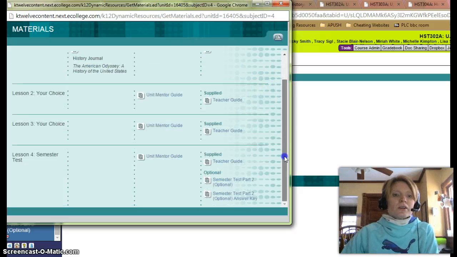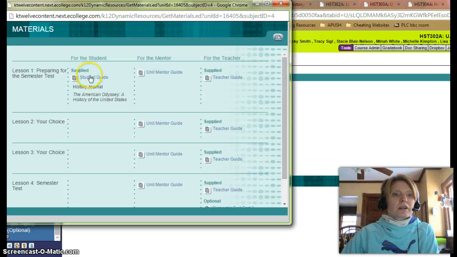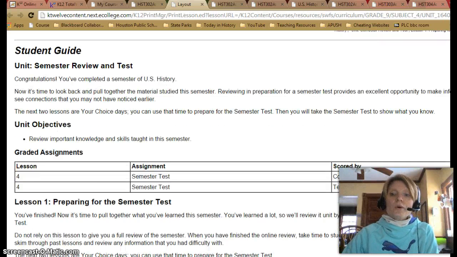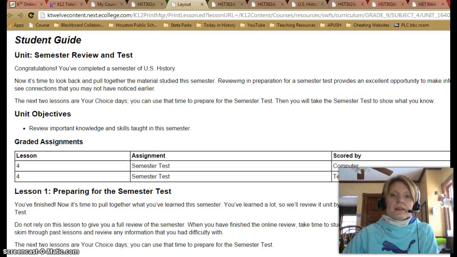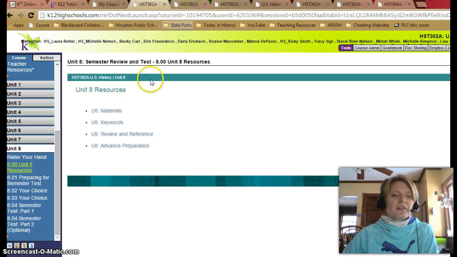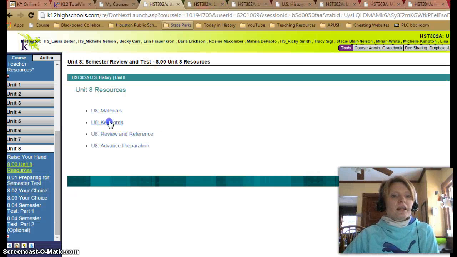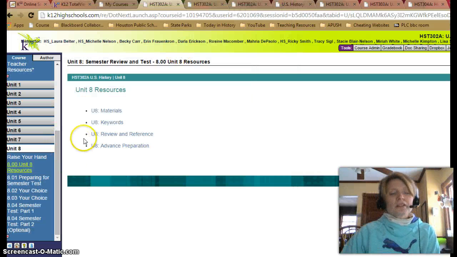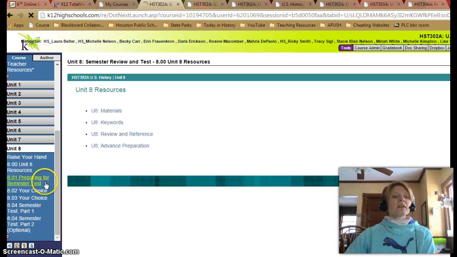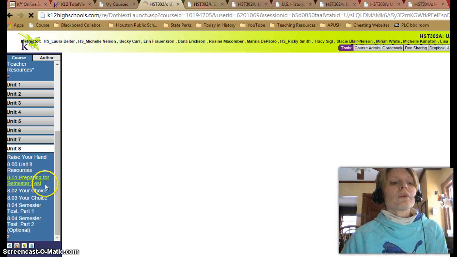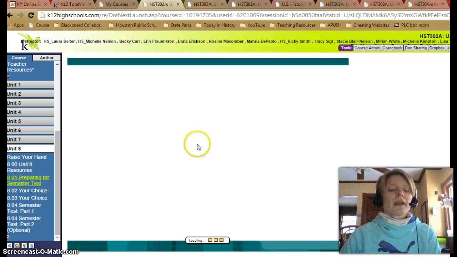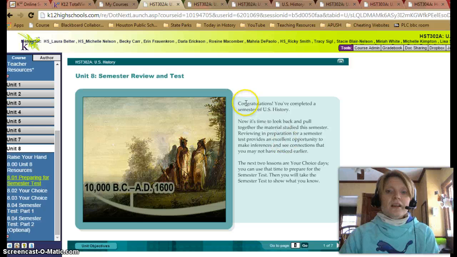As you can see here, there's our student guide, which will outline basically everything you're going to find within the lessons. Keywords: there are no keywords, because there are probably so many that I want to include them all in the unit. So let's go to lesson 8.01, preparing for the semester test. In this lesson, you're going to see the following.